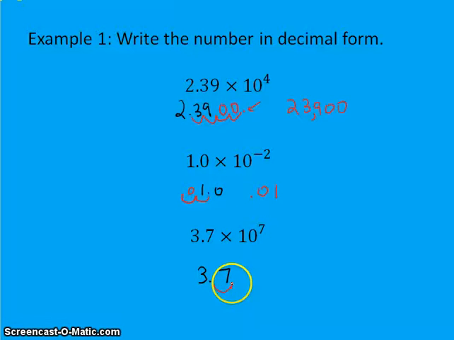So 7 spots. 1, 2, 3, 4, 5, 6, 7. So I make little dips like that, and then in every one of them I have to put a 0. And I can check it in a second. 1, 2, 3, 4, 5, 6, 7. Yep, my decimal point will be right there. So 37 million is 3.7 times 10 to the 7th.